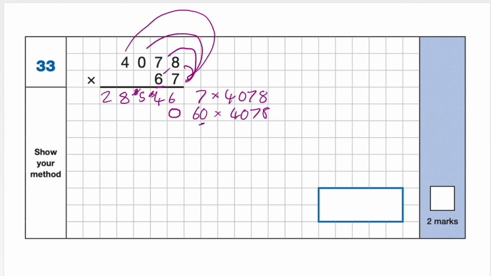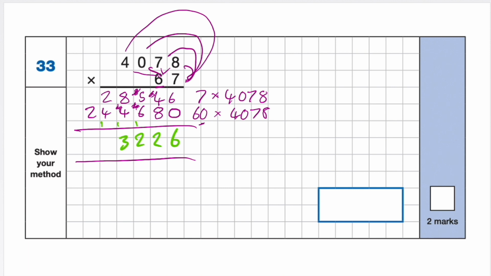Now 6 times 8 is 48. 6 times 7 is 42, plus my 4, so 46. And then 6 times 0 would be 0, plus my 4 leaves me with 4. 6 times 4 is 24. Get rid of the little numbers again, and now I can just add it up. So in my 1's column, 6 and 0 is 6, 4 and 8 is 12, 5 and 6 is 11, plus the 1, 12, 8 and 4 is 12, plus the 1, 13, 2 and 4 is 6, plus the 1 is 7, 2 on its own is 2. So we have an answer of 273,226.